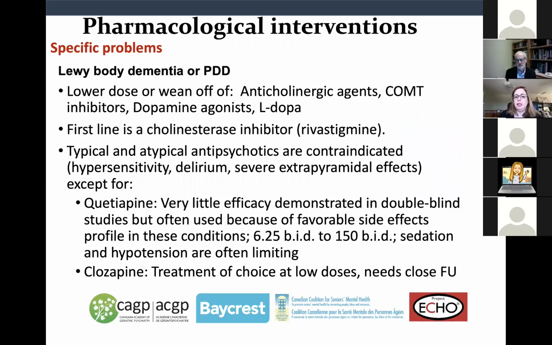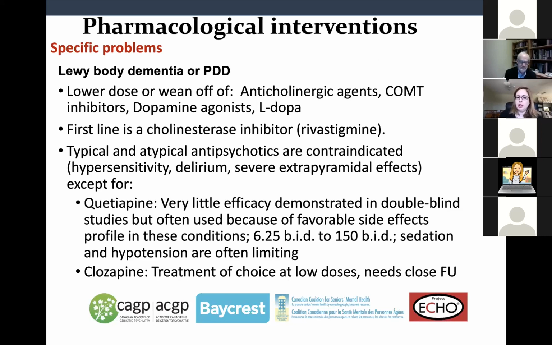Lastly, in Lewy body dementia or Parkinson's disease dementia, the first reflex is to lower the dose or wean off of dopaminergic medication with the neurologist or the pharmacist if needed. First, if there are still some anticholinergic agents, they need to be withdrawn. Then the COMT inhibitor, dopamine agonist, to stay only with L-DOPA medication at the lowest dose possible.